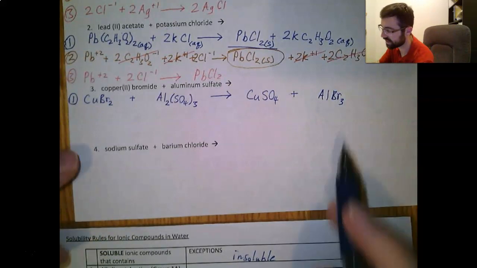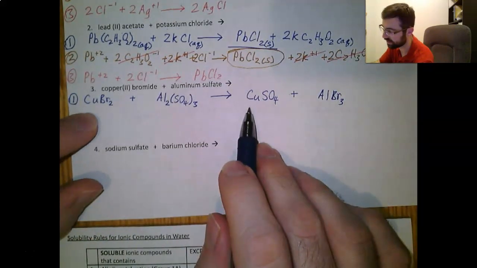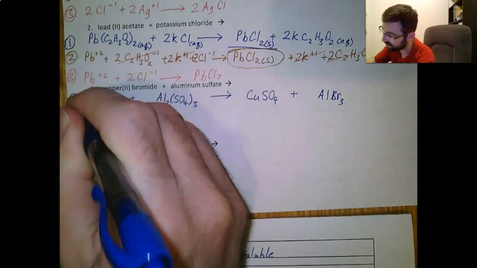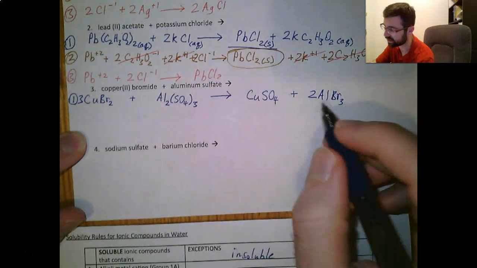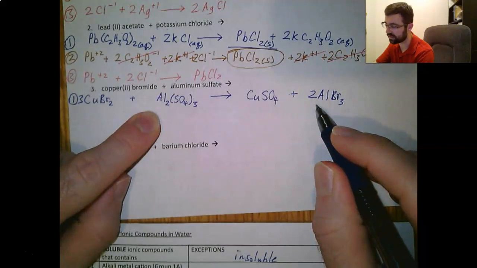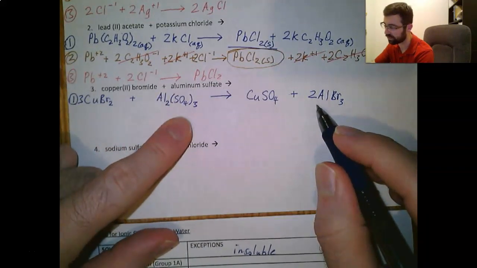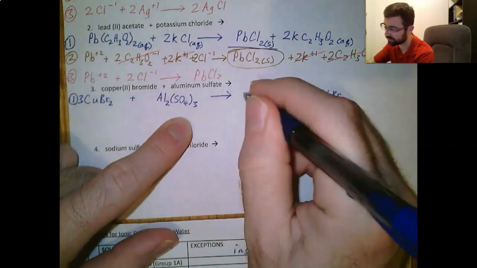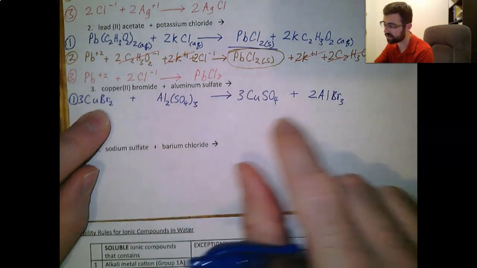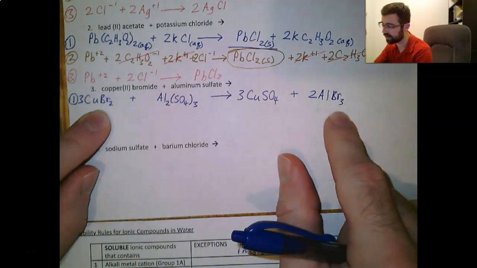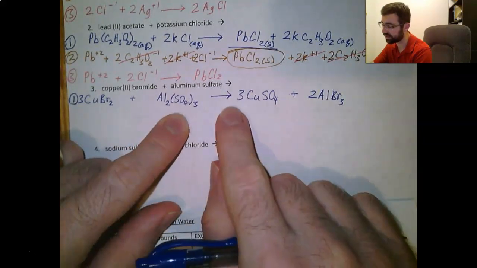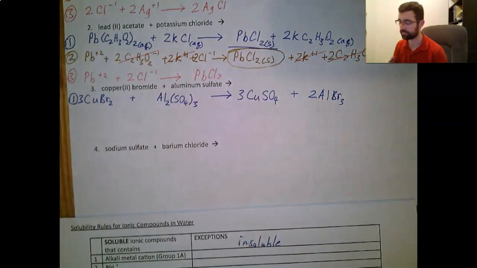See if we can balance these. Okay, copper is good, bromine not so much. I need a 3 here and a 2 over here. That changes aluminum. So aluminum is good actually, but then I have 3 SO4. Let's put a 3 here. 3 copper. 3 times 2 is 6. 2 times 3 is 6 bromide. 2 aluminum. I have 3 sulfate, 3 sulfate. We're balanced now.